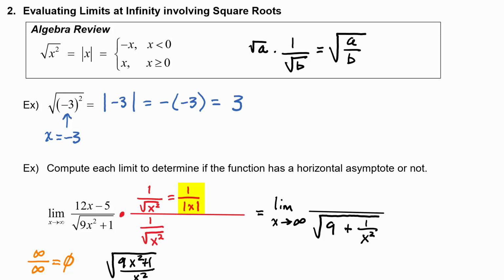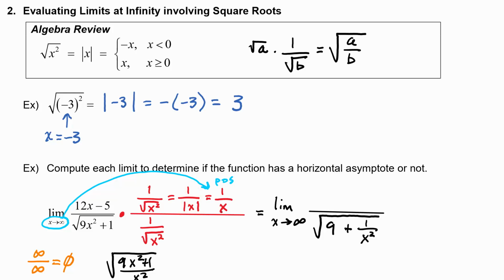Because our x is going to positive infinity, that tells us that x is positive, and we're going to be able to write absolute value of x as just plain old x.